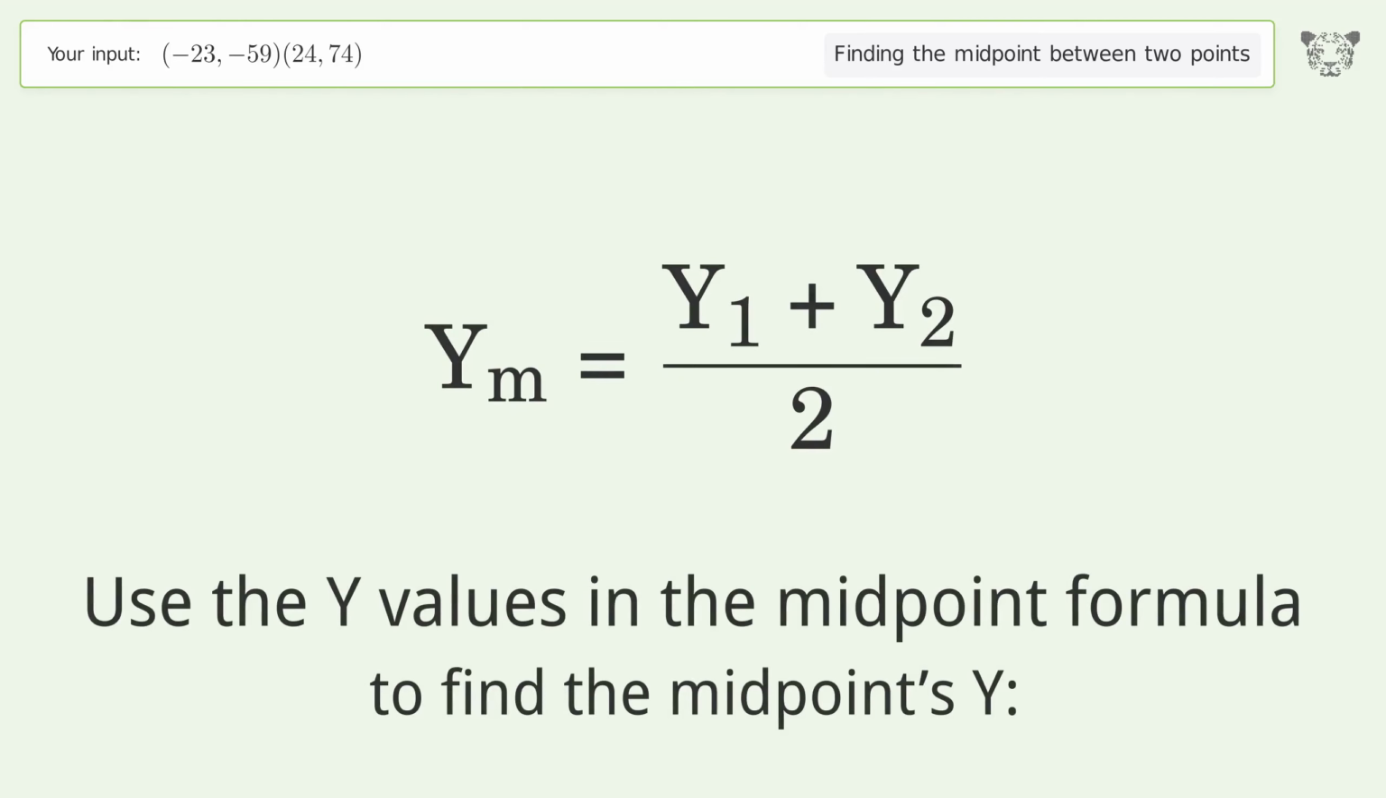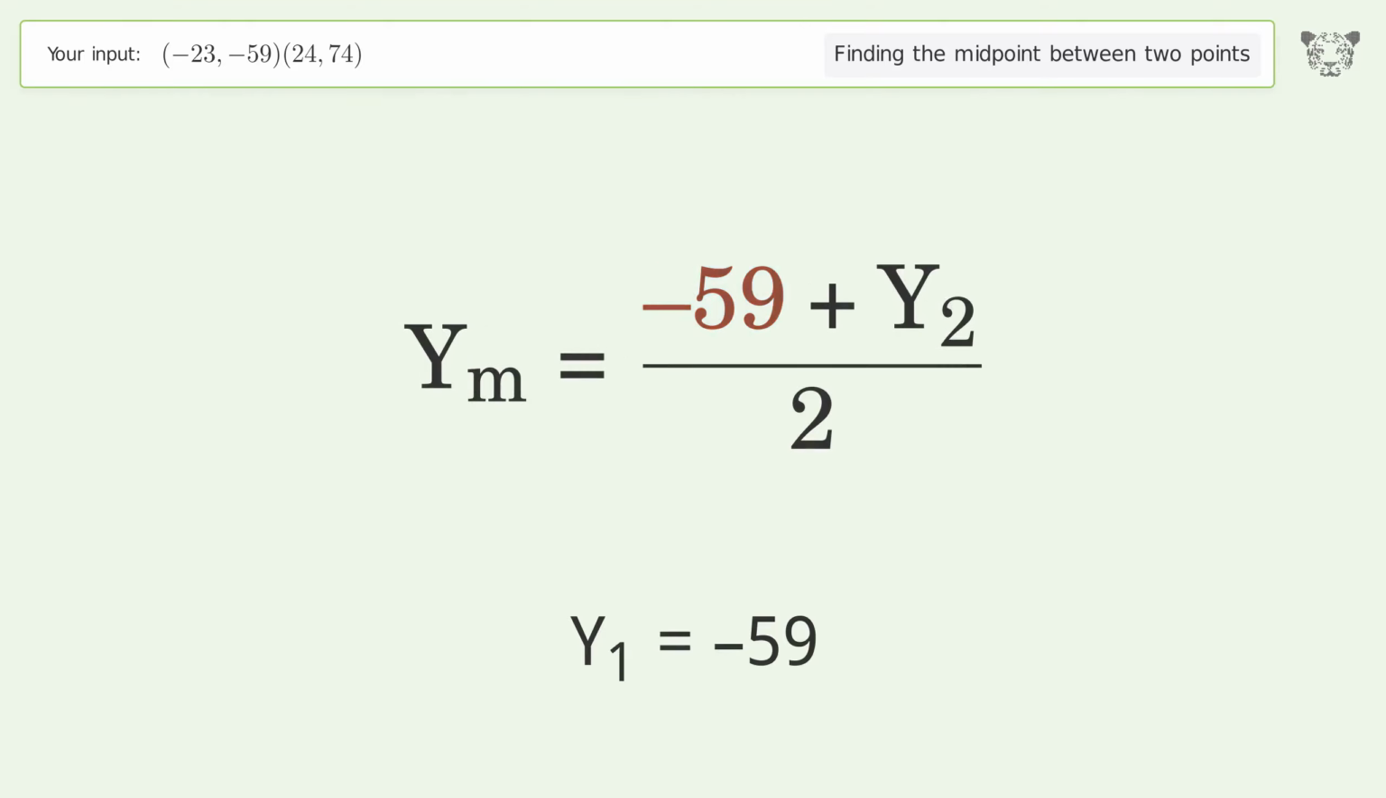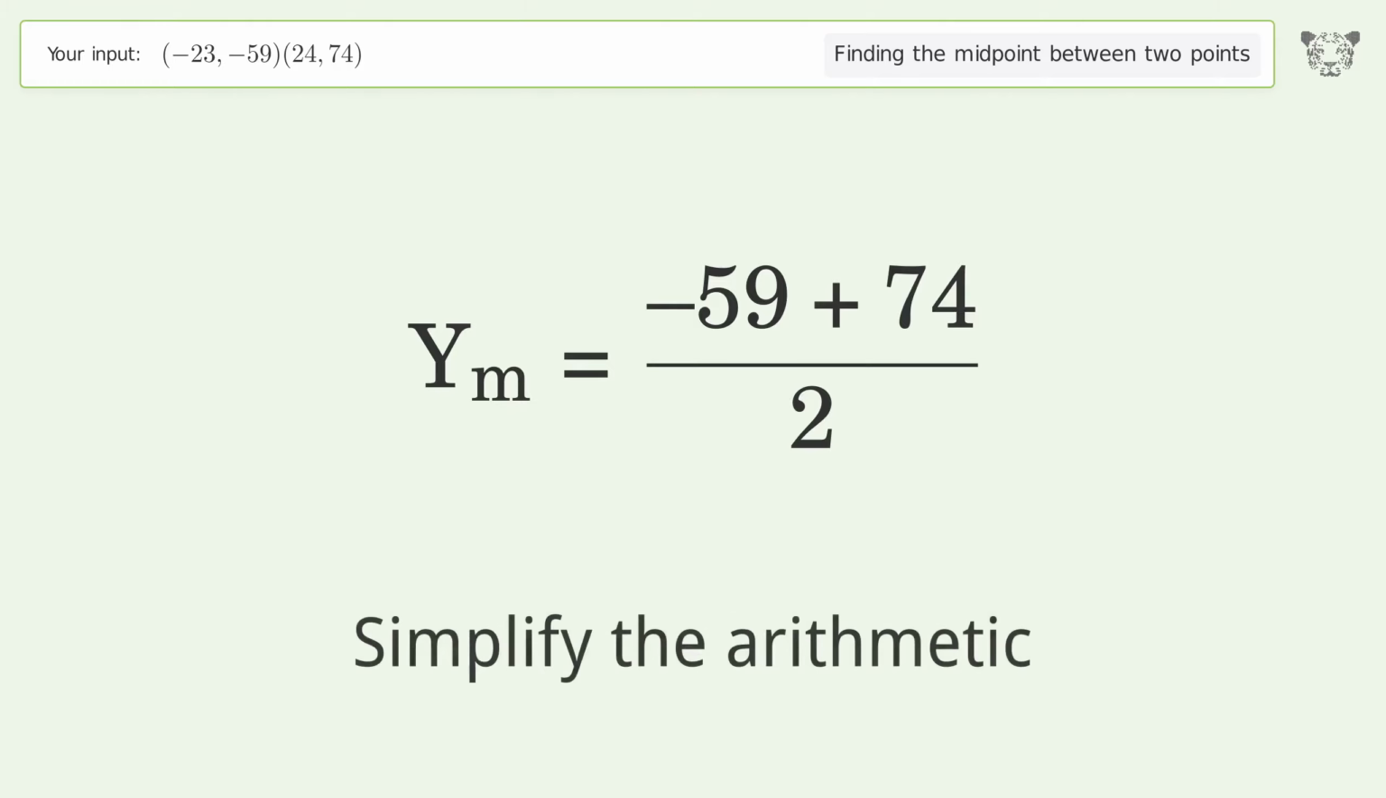Use the y values in the midpoint formula to find the midpoint's y. y1 equals -59. y2 equals 74. Simplify the arithmetic.